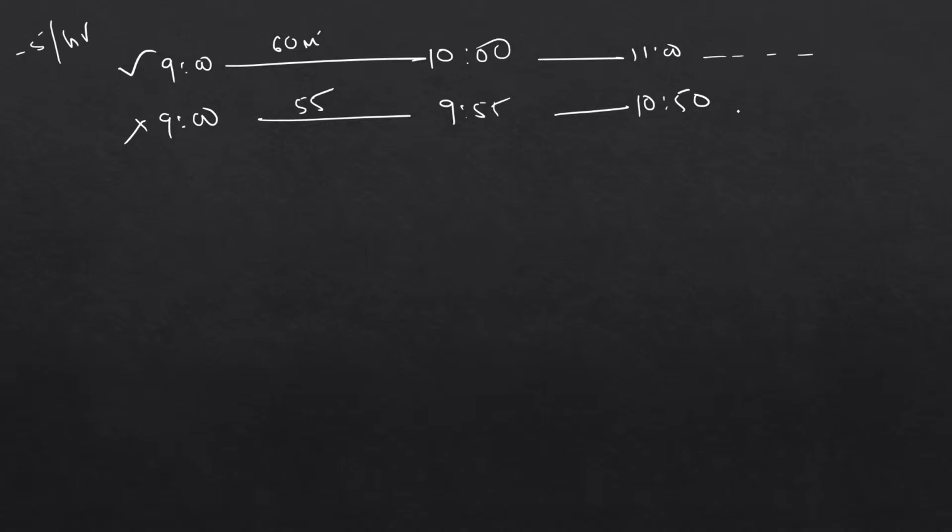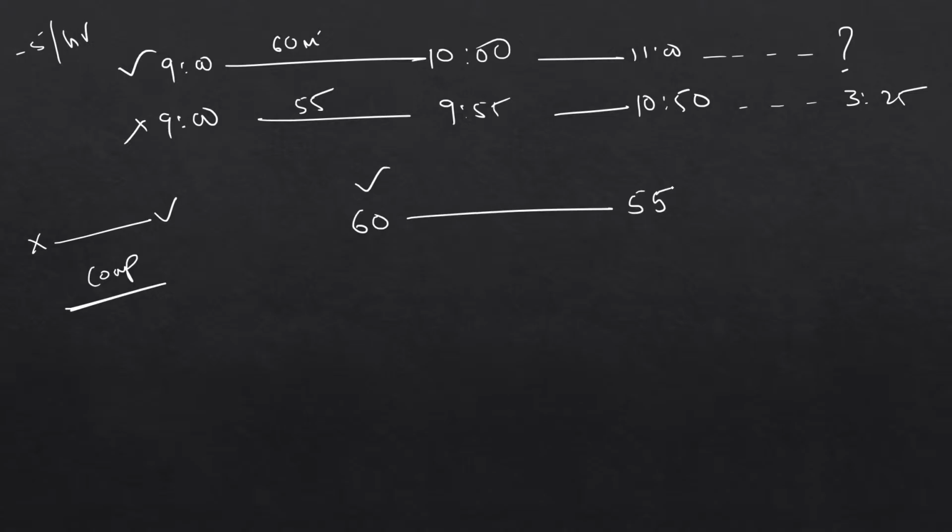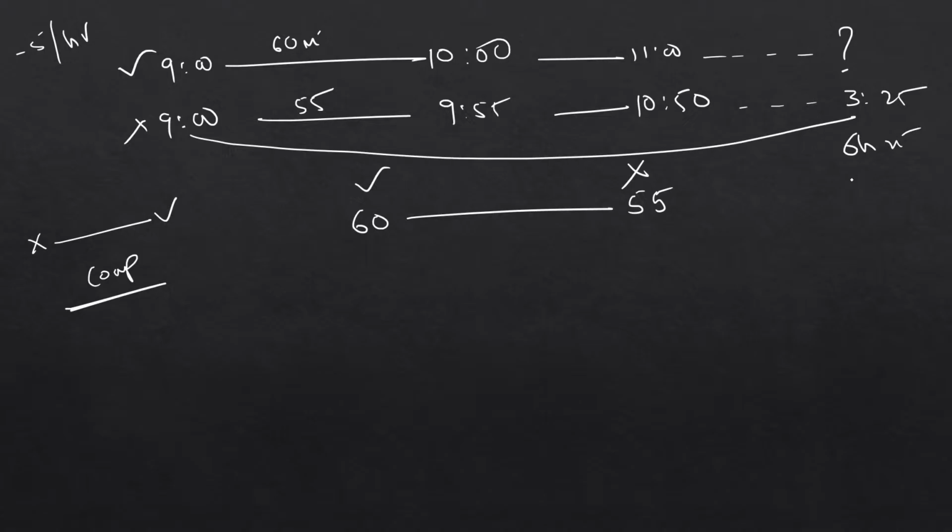Now my question is, if the faulty clock is showing 3:25, what is the time in the original clock? Simple thing, whenever you are coming from faulty to original, you have to compare the terms. Compare in the sense, see here, for every 60 minutes in the original clock, I can see only 55 minutes in the faulty clock. Now see how many minutes are there from here to there. I am having 6 hours 25 minutes. 6 hours means 360 plus 25, you are having 385 minutes.